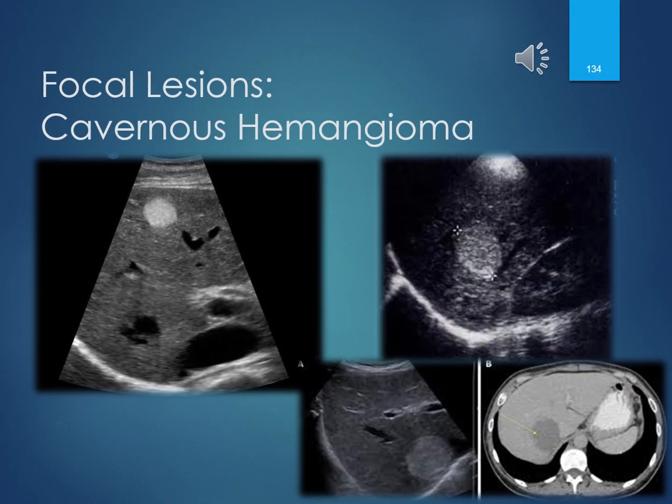A cavernous hemangioma is typically going to be hyperechoic. It's going to be round. It's going to be well encapsulated with a smooth border. And you may or may not see any posterior features. If you see any posterior features, it'll be posterior acoustic enhancement.